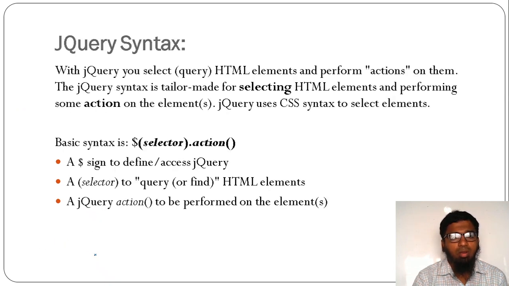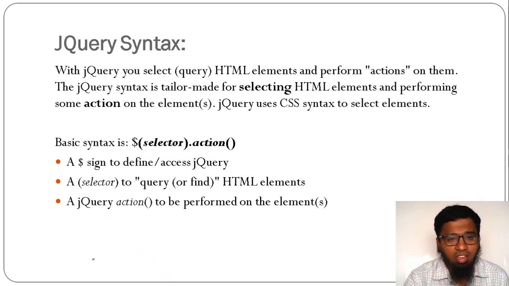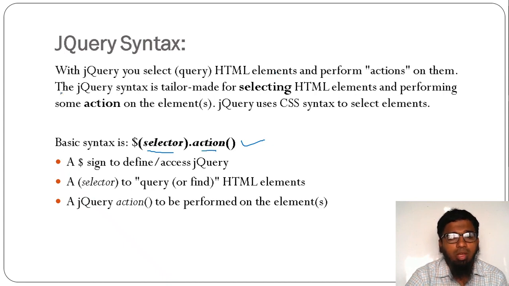Okay, next, how we need to write the jQuery syntax. Before that, jQuery selects HTML elements and performs actions on them. First it selects, then it performs the action. The jQuery syntax is tailor-made for selecting HTML elements and performing some action on the element. jQuery uses CSS syntax to select elements.